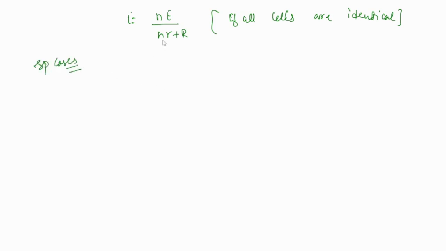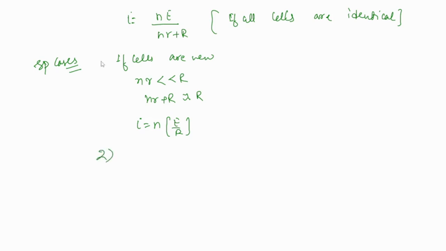Now the special cases. If cells are new, then nr will be very much less than the external resistance, obviously. That means you can write nr plus R approximately as R. From here you will get I is equal to n into E upon R. That means I is equal to n times the current given by one cell.